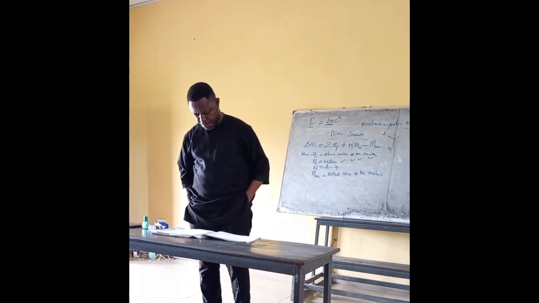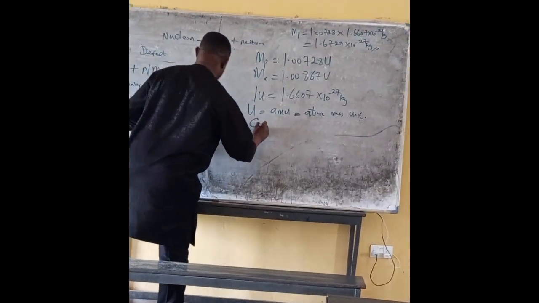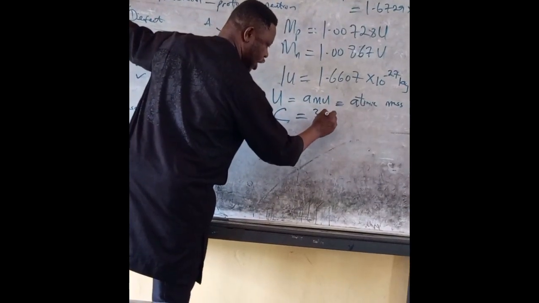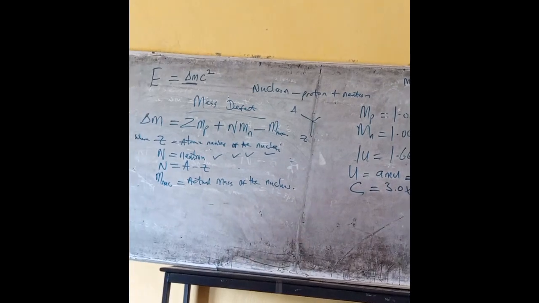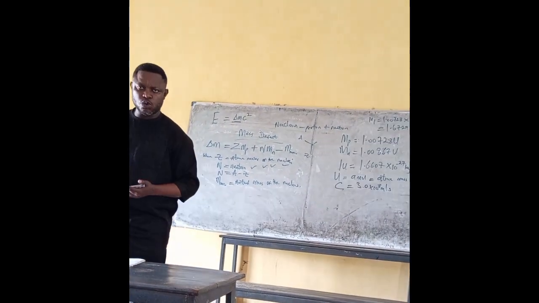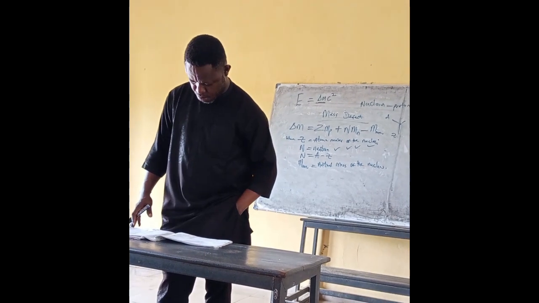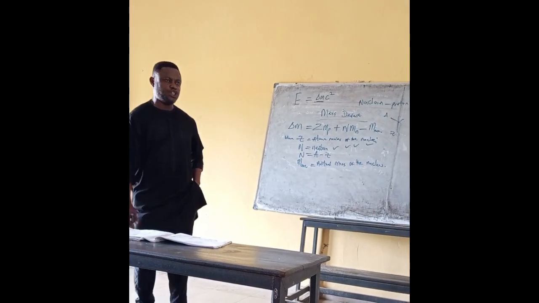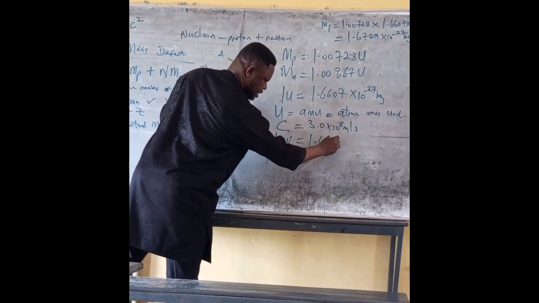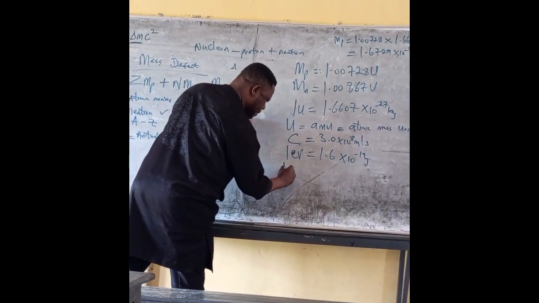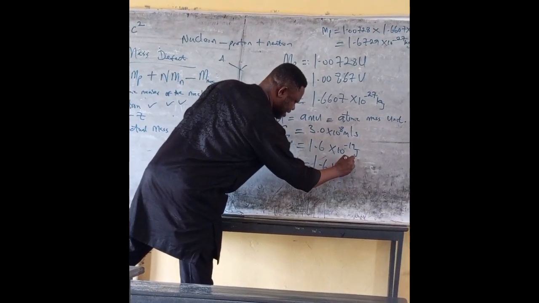Alright, so quickly, let me also let you know some other important constants, like C. This C, the speed of light, is always 3.0 times 10 raised to the power 8 meters per second. That's one of the constants you should note. Another constant you should note is the electron volt. 1 electron volt is 1.6 times 10 to the power minus 19 joules. Then 1 mega electron volt will be 1.6 times 10 to the power minus 13 joules.